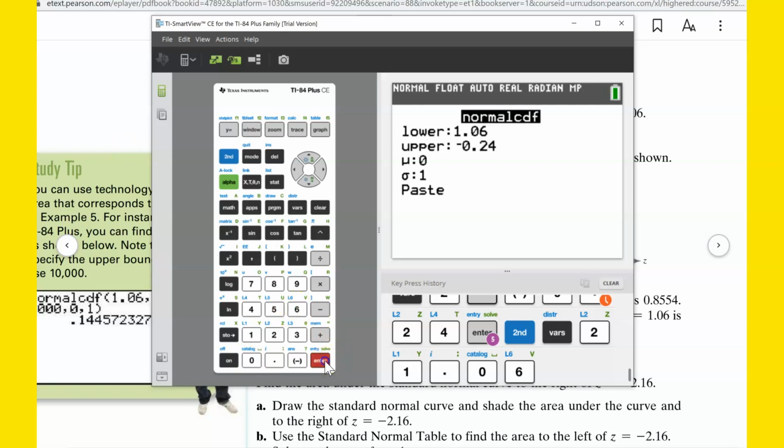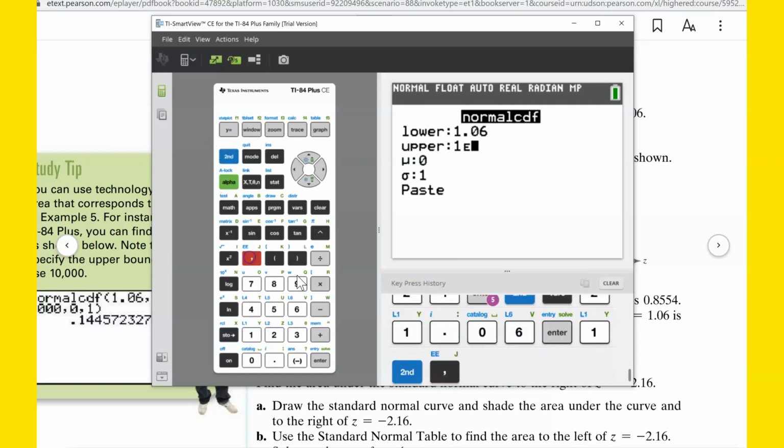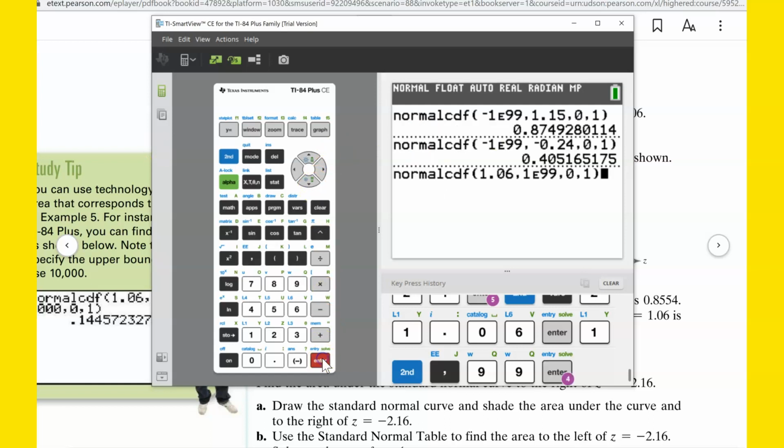So the lower bound in this case is 1.06, and the upper bound is going to be infinity, so I'm just going to type in positive 1 E99. Notice for negative infinity, I had to type negative 1 E99, but for positive infinity, I'm just typing 1 E99. Mean and standard deviation are still 0 and 1, and it tells me the answer. So the percentage of the data that are above 1.06 is 0.1446.